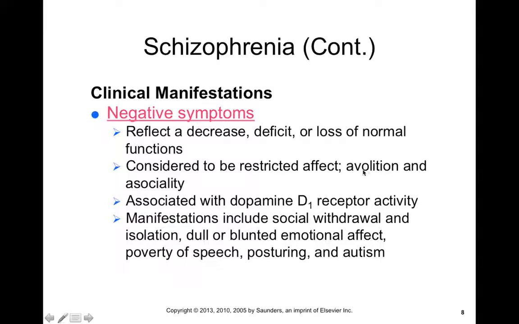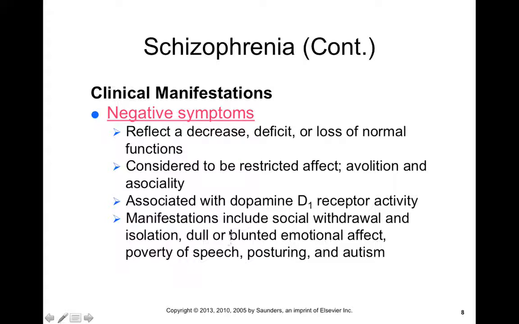Avolition means that they don't have control over their own body, or at least appear not to. And asociality means that they don't seek out social contact. Now, this is associated with dopamine D1 receptor activity. That's different than the positive symptoms, which relate to D2. So D1 receptor activity relates to these negative symptoms.